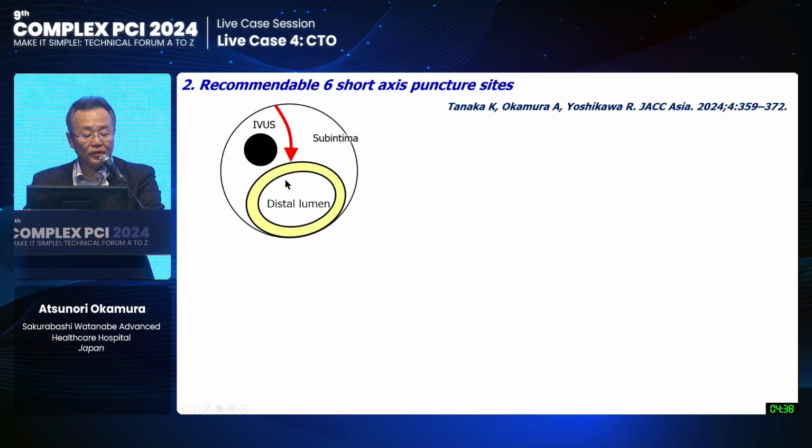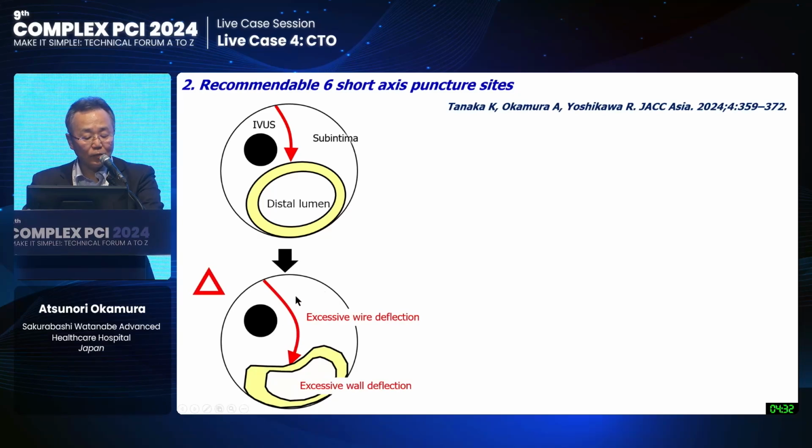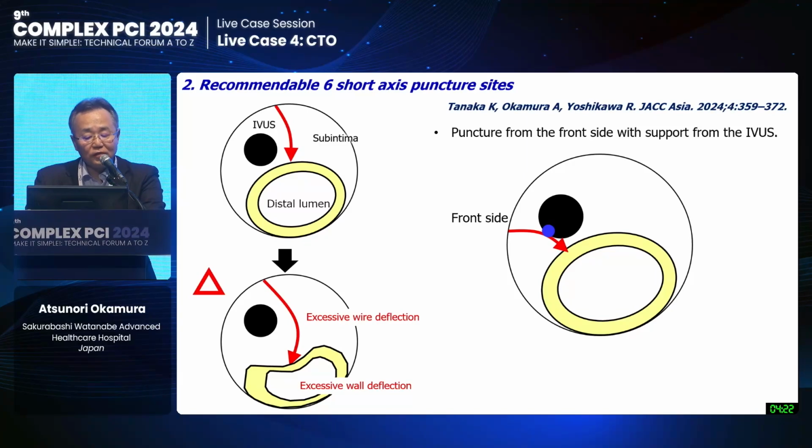So the true lumen is very nice and healthy. But if you try to re-enter it, sometimes the guide wire is deflected, and the true lumen is also deflected. Maybe 70% of the time it is a little bit difficult to re-enter. So I just recommend these 6 short axis puncture sites.